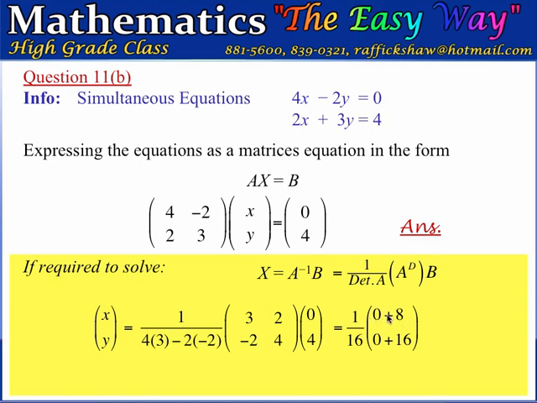To get the element here, we are multiplying this first row by this first column, and the element here will be obtained by multiplying this second row by this first column, and so it would be negative 2 multiplied by 0, which is 0, and then 4 multiplied by 4 is 16. And so the result here is 8, and the result here is 16. And then 8 divided by 16 is a half, and 16 divided by 16 is 1. And so this reduces to the column matrix 0.5, 1. And therefore, X would be equal to 0.5 and Y would be equal to 1.